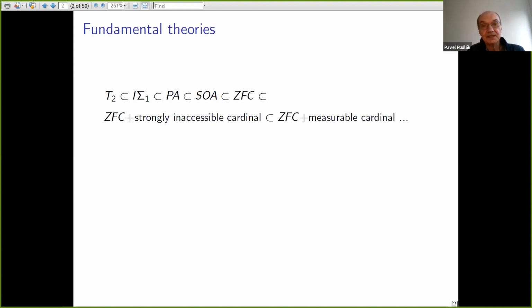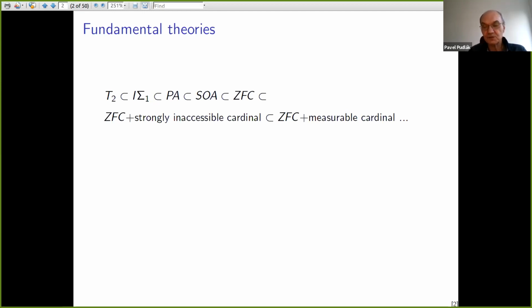A theory stronger than Peano arithmetic is the so-called second order arithmetic, which is arithmetic formalized in the second order proof calculus. It's an extension of Peano arithmetic by sets, interpreted as subsets of non-negative integers. Then Zermelo-Fraenkel theory, and we can go on by adding new axioms such as a strongly inaccessible cardinal or the existence of measurable cardinals, and obtain stronger and stronger theories.